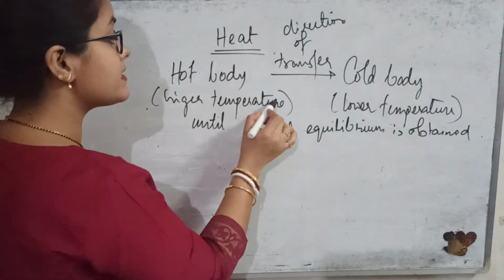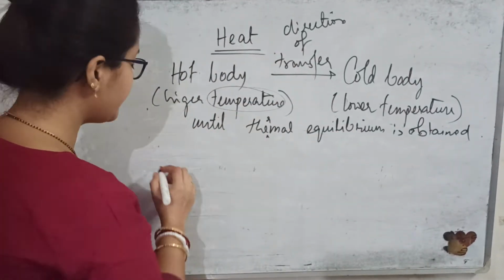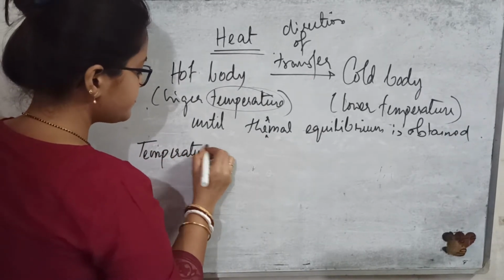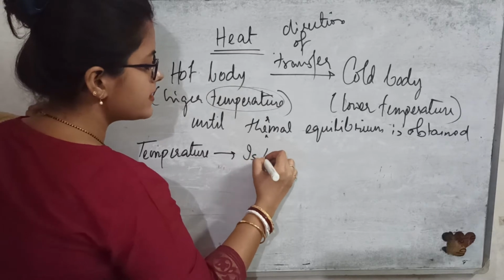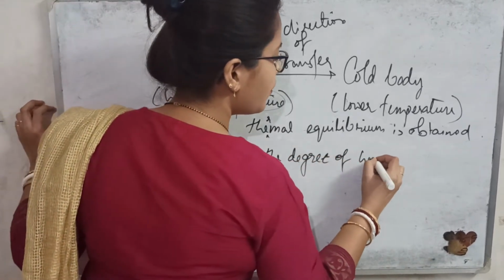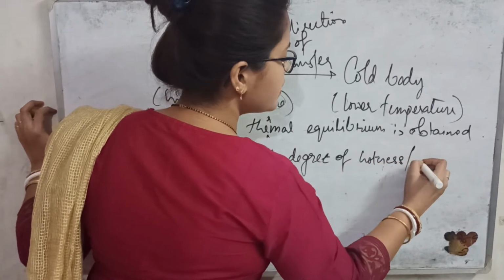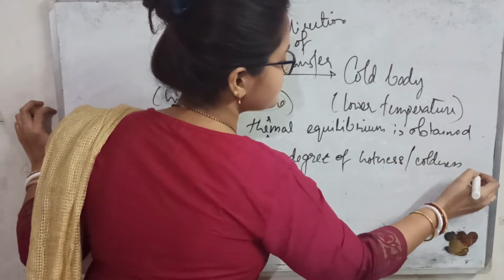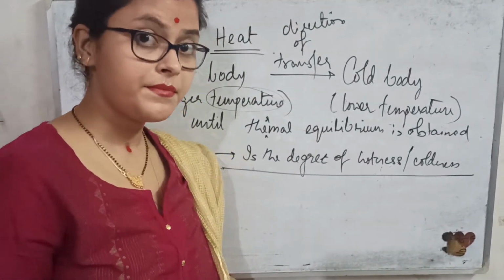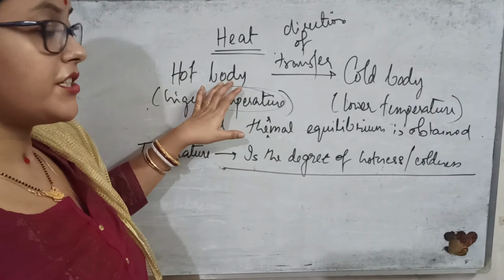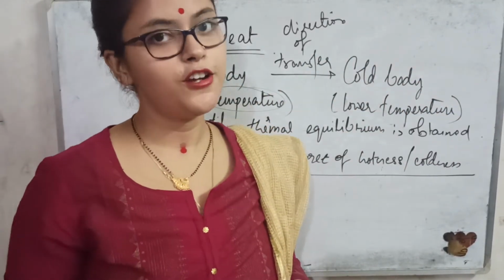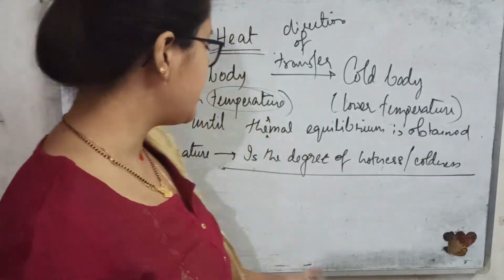Now, what is this temperature all about? We have learnt in the previous class. What is temperature? Temperature is the degree of hotness or coldness. Right? Temperature tells us in which direction the heat will get transferred when the two bodies are kept in contact. Okay? So we need to measure temperature.